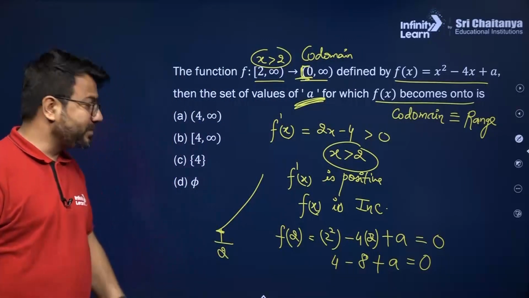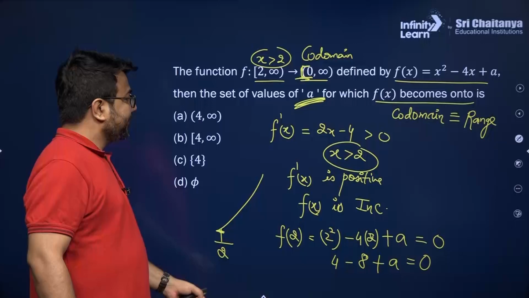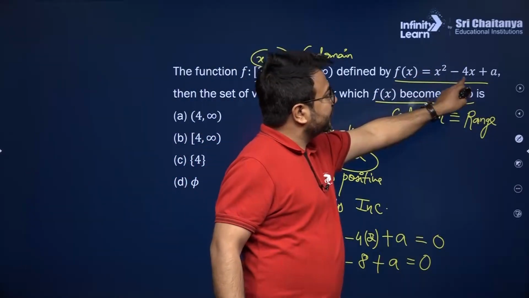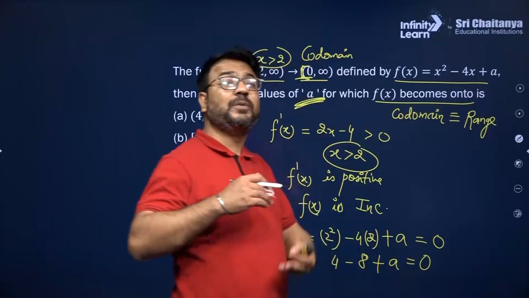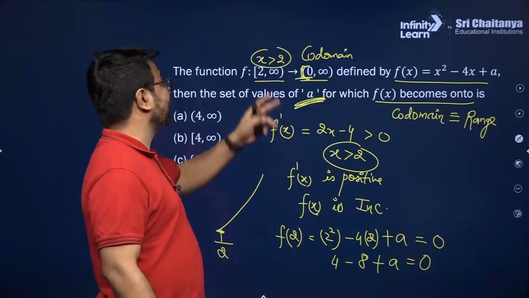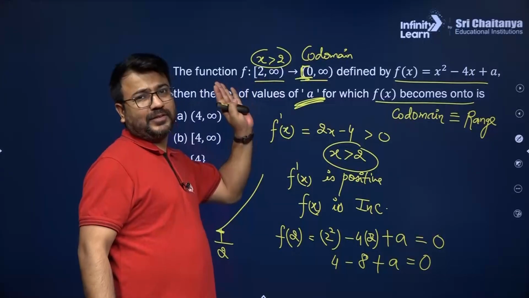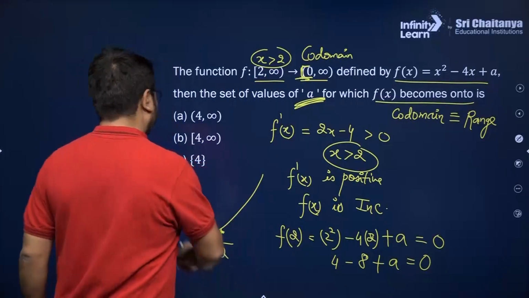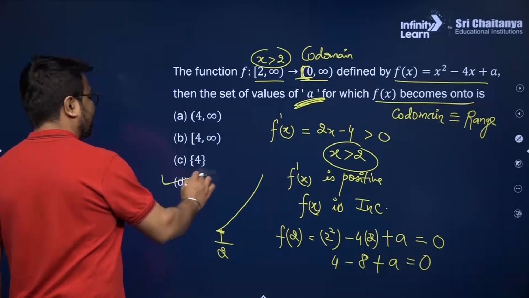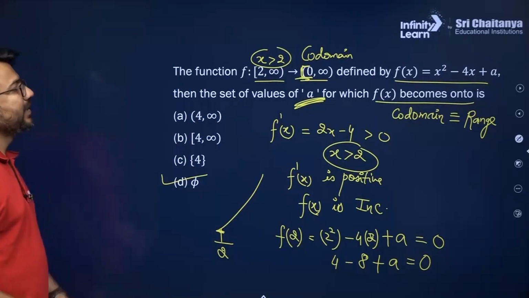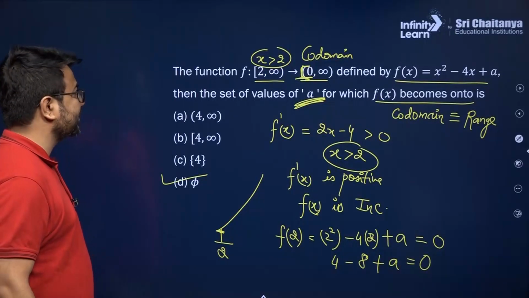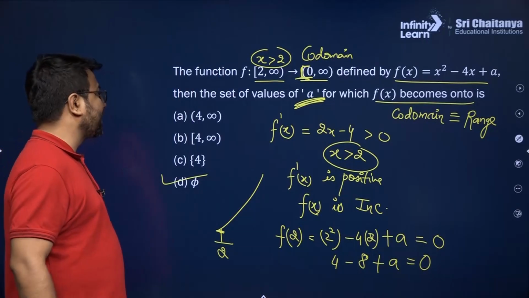So what we are observing here is that this entire function x square minus 4x plus a should be positive for 2 to infinity, which is not possible. So the set of values of a for which f(x) becomes onto is given in option D. Hence option D will be the final answer. There does not exist any a for which f(x) becomes onto.